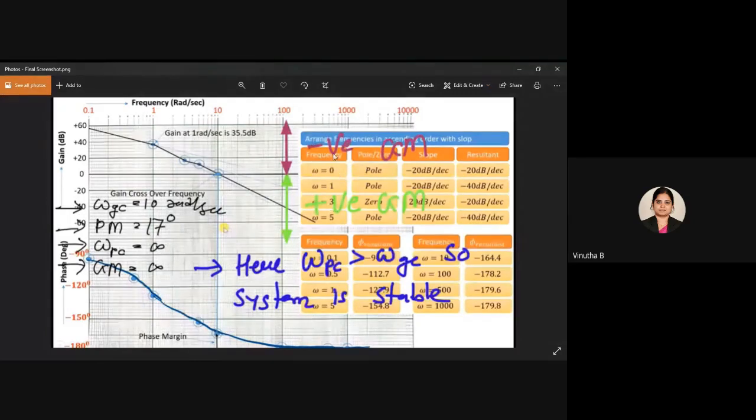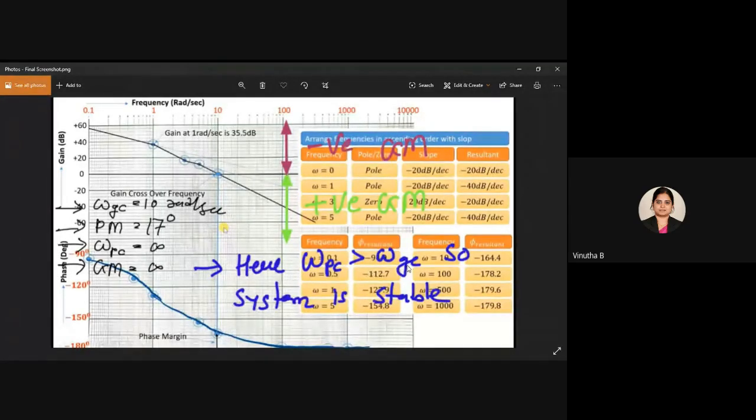Now, here I cannot show you the value because the gain margin is infinity. So I cannot say whether it is a positive or a negative value. But in future problems, if for the phase crossover frequency you get a gain margin which is above the 0 dB line, that will give you a negative gain margin. If it is below the 0 dB line, then you will get a positive gain margin. This you should remember.